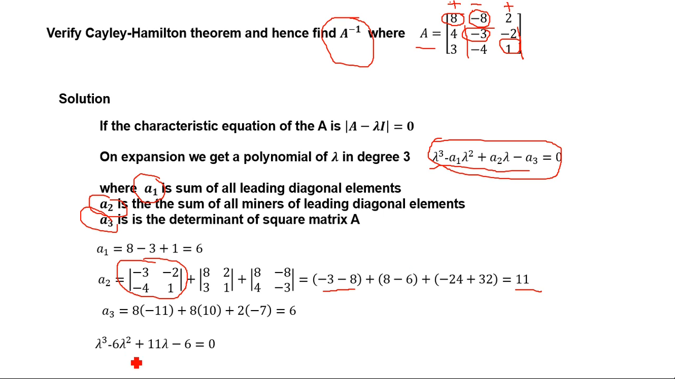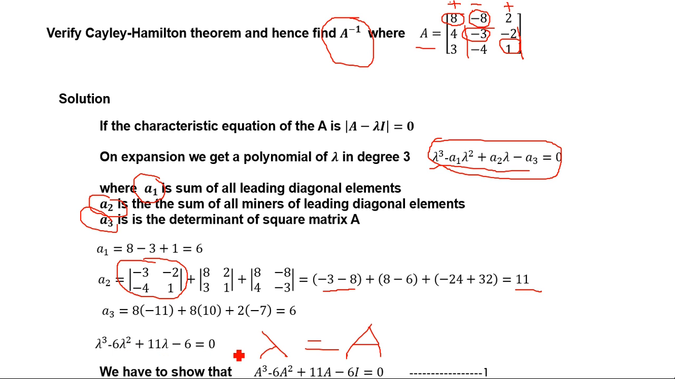Then substitute a1, a2, a3 in this characteristic equation. You will get lambda cube minus 6 lambda square plus 11 lambda minus 6 equal to 0. So what is known as Cayley-Hamilton theorem? Every square matrix satisfies its own characteristic equation. On substituting lambda equal to A, what is the resultant equation? A cube minus 6A square plus 11A minus 6I equal to 0. So we have to show that A cube minus 6A square plus 11A minus 6I equal to 0.